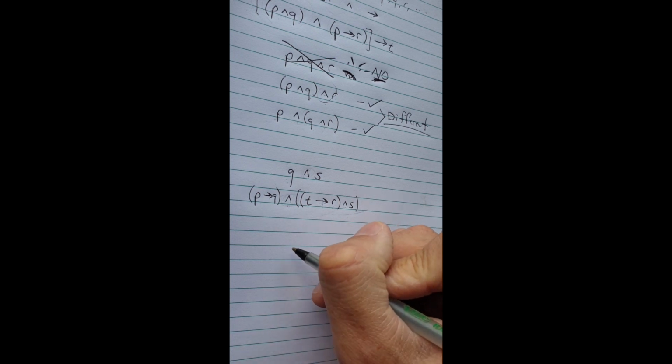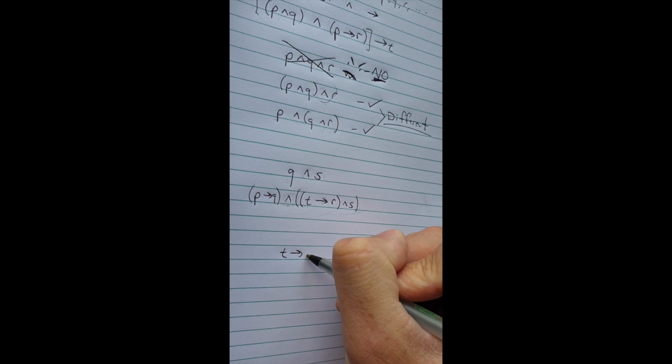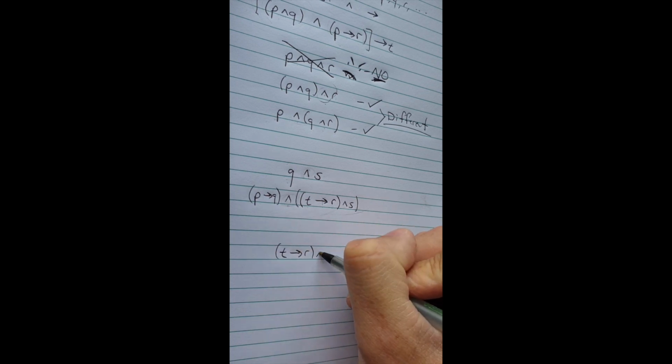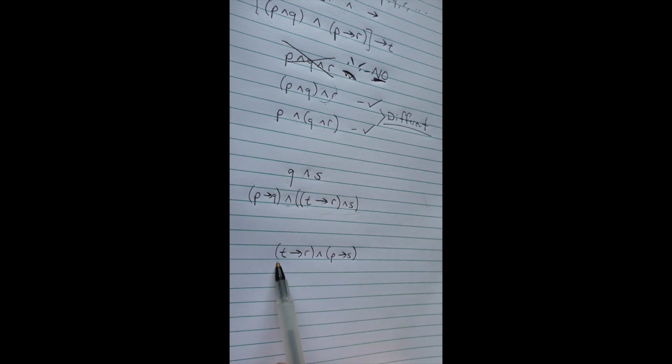It says if you take a sentence and you write it down, so let's consider, for example, the sentence T implies R and P implies S. There's a sentence, I've taken it, I've written it down. Having written down that sentence, that counts as a proof of that very sentence from that very sentence.